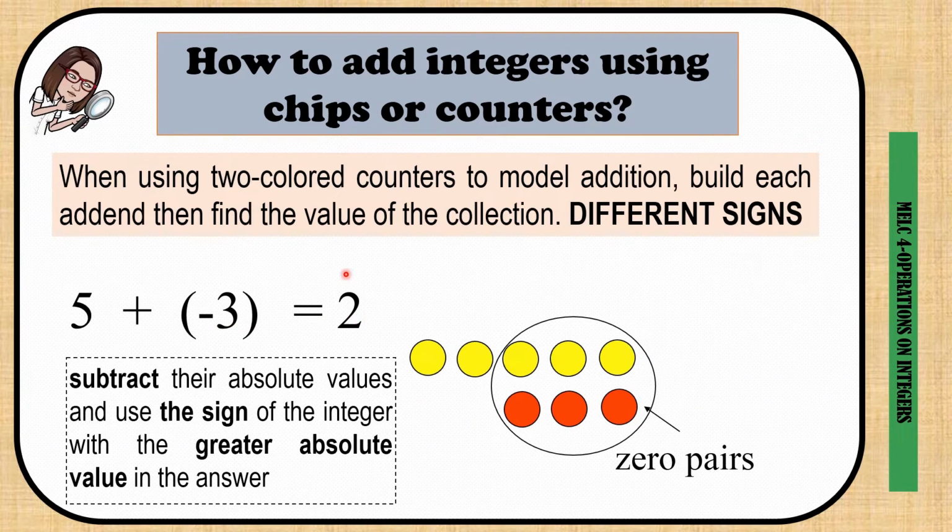Why is it positive 2? Because 5 has greater absolute value. So we will just copy the sign of positive. And obviously from here, you can already get the answer. It is up to you what you want to use. But as long as you know already the use of these chips, you can already identify the zero pairs when you have the opposites. When you get that, you can easily solve for the addition of different signs.